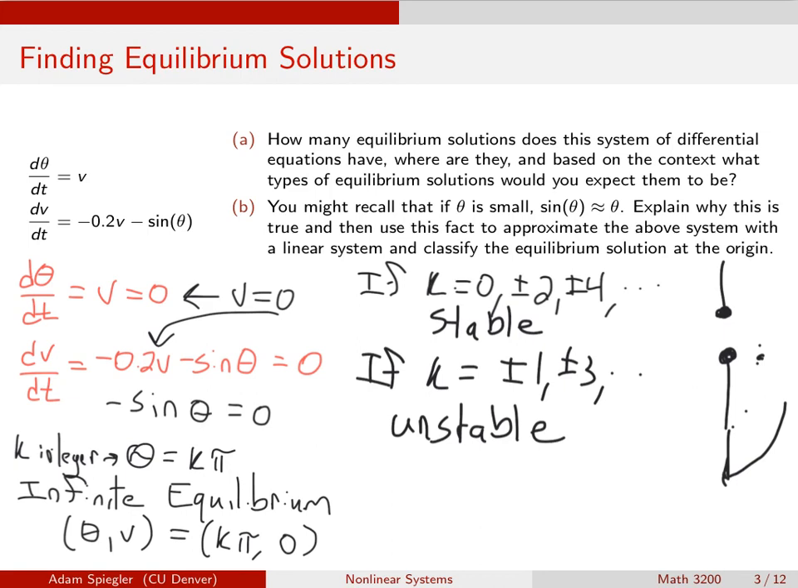Okay, and now in part B, it is telling us that we can approximate the term in the equation for dv/dt that had the sine of theta with a linear function. And so let's see how that goes. I ran out of room over here, so let me create a new slide and we'll do the work for part B on that new slide.